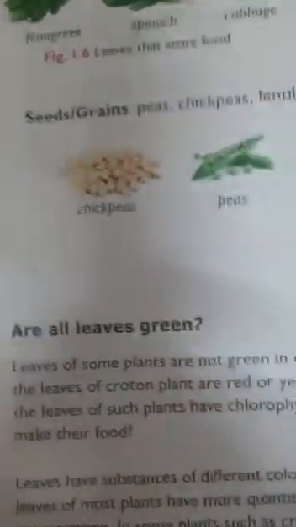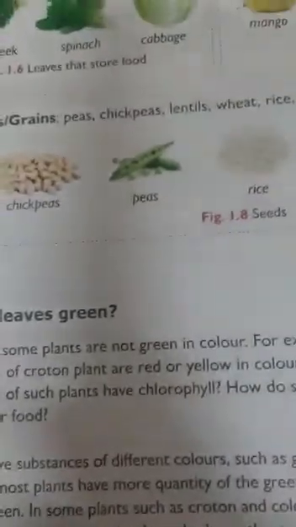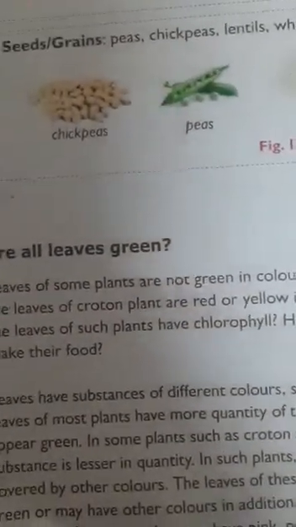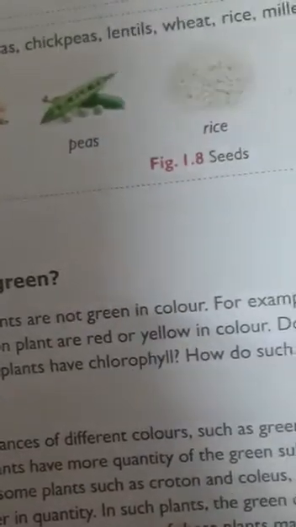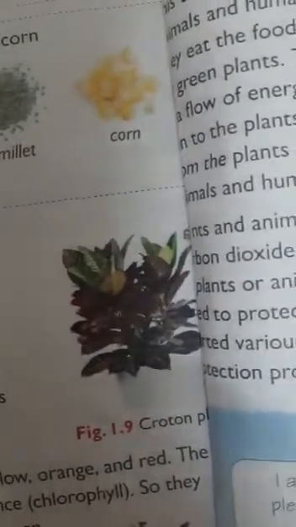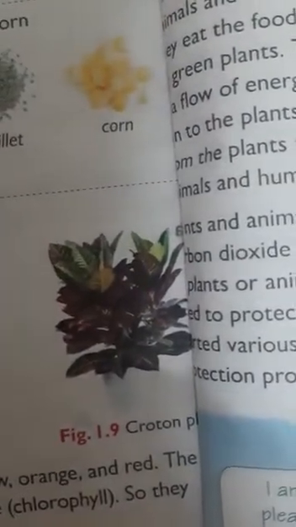Now next we will see, are all leaves green? See, most of the leaves which we see are green in color. Leaves of some plants are not green in color. Most of the leaves which we see are commonly green, but some plants are not green in color. For example, the leaves of the croton plant are red or yellow in color, as you can see here. So, don't the leaves of such plants have chlorophyll?